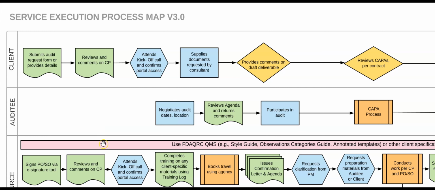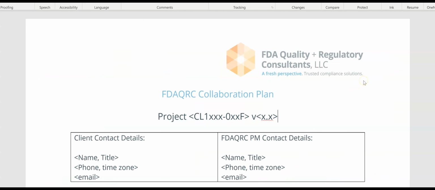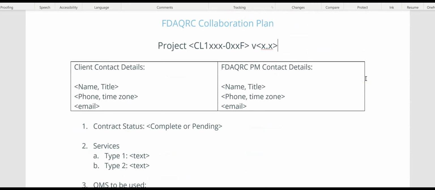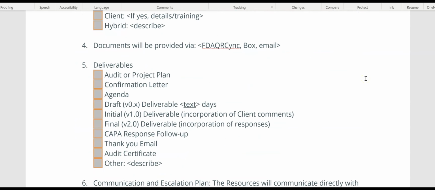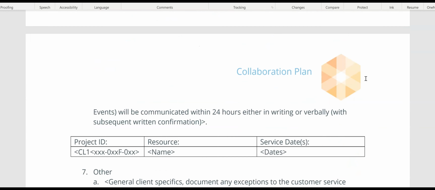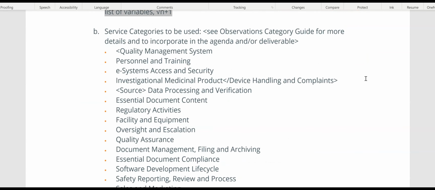Now let's take a look at a routine template of a collaboration plan. The collaboration plan will provide you with the scope of your project along with the deliverables and contact information necessary to complete your project. We will review the collaboration plan in depth later in this video.